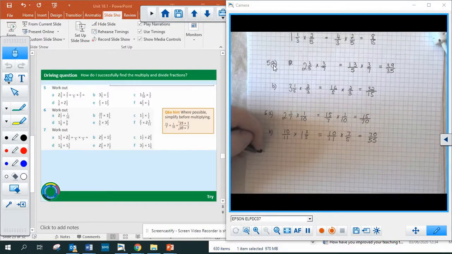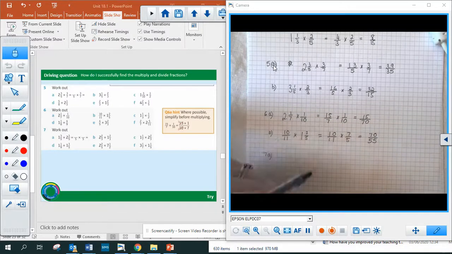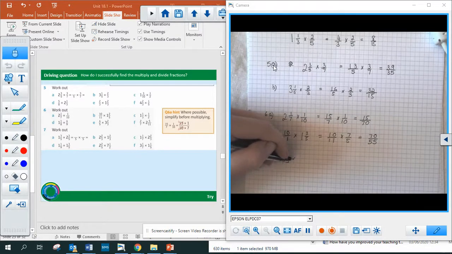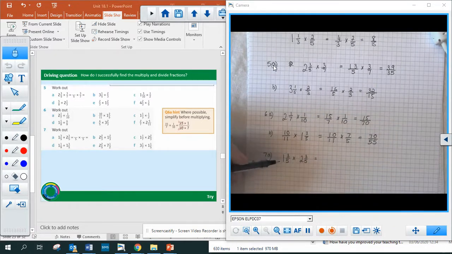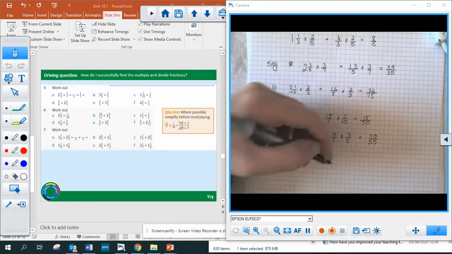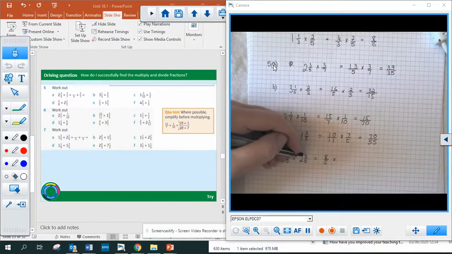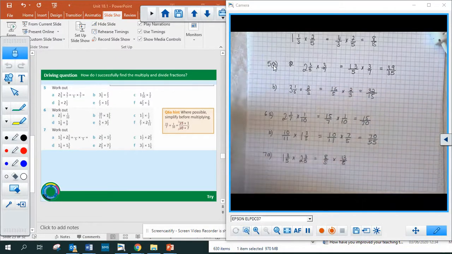So question 7a. Now we've got two mixed numbers that we're multiplying, so it's still the same, but we have two mixed numbers. So 1 3/5 multiplied by 2 3/5. Okay, so convert to improper fractions first. 1 times 5 is 5 plus 3 is 8. So you have 8/5 multiplied by 2 times 5 is 10 plus 3 is 13. So multiplied by 13/5 there.